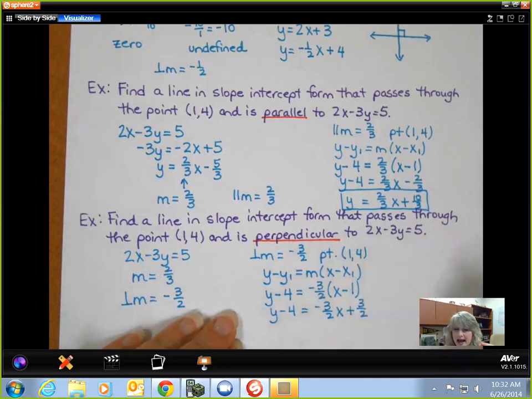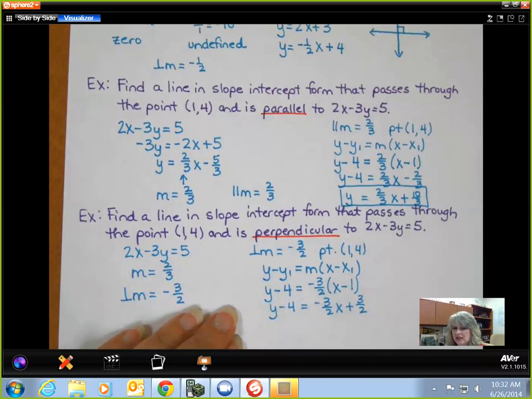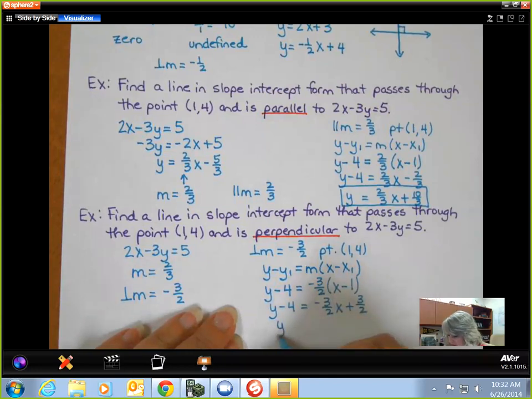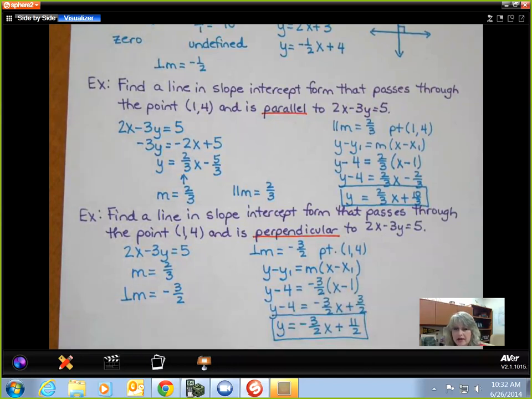And lastly, we're going to add 4. Now, if you think about 4 having a denominator 2, 4 is the same thing as 8 over 2. So if we're taking 8 over 2 and adding 3 over 2, that's 11 over 2. So y equals negative 3/2 x plus 11/2. So this is a line that is perpendicular to the given line, and it also goes through the point 1, 4.